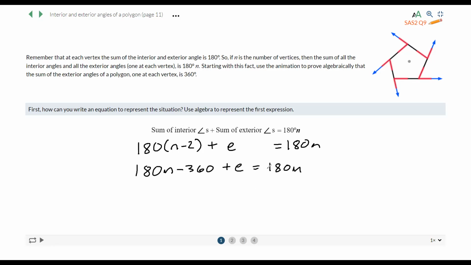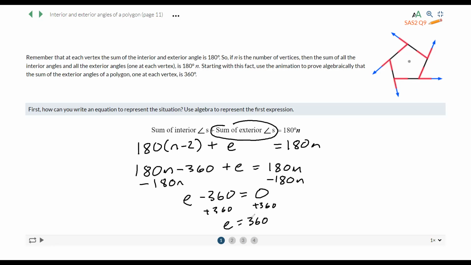Now what you'll see is we have 180n on both sides of the equation. So if I subtract 180n from here, I also subtract it from here, subtraction property of equality, right? And I end up with e minus 360, just rearranging a little bit, equals 0, right? Well, if e minus 360 equals 0, that means by using the addition property of equality, we know that e is equal to 360. Or in other words, the sum of our exterior angles is equal to 360 degrees.